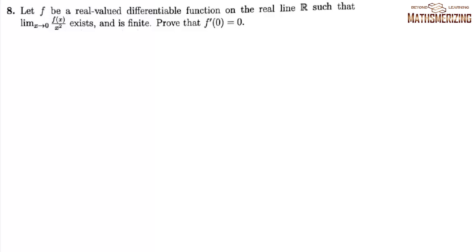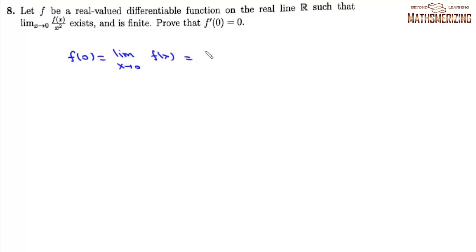Now question number 8 is, let f be a real valued differentiable function on the real line such that the limit x tends to 0, f(x) upon x square exists and is finite. Prove that f dash 0 is 0. Now it is given that f is a differentiable function. So that means it is continuous also. Now if the function is continuous, we can write f(0) as limit x tends to 0 f(x).